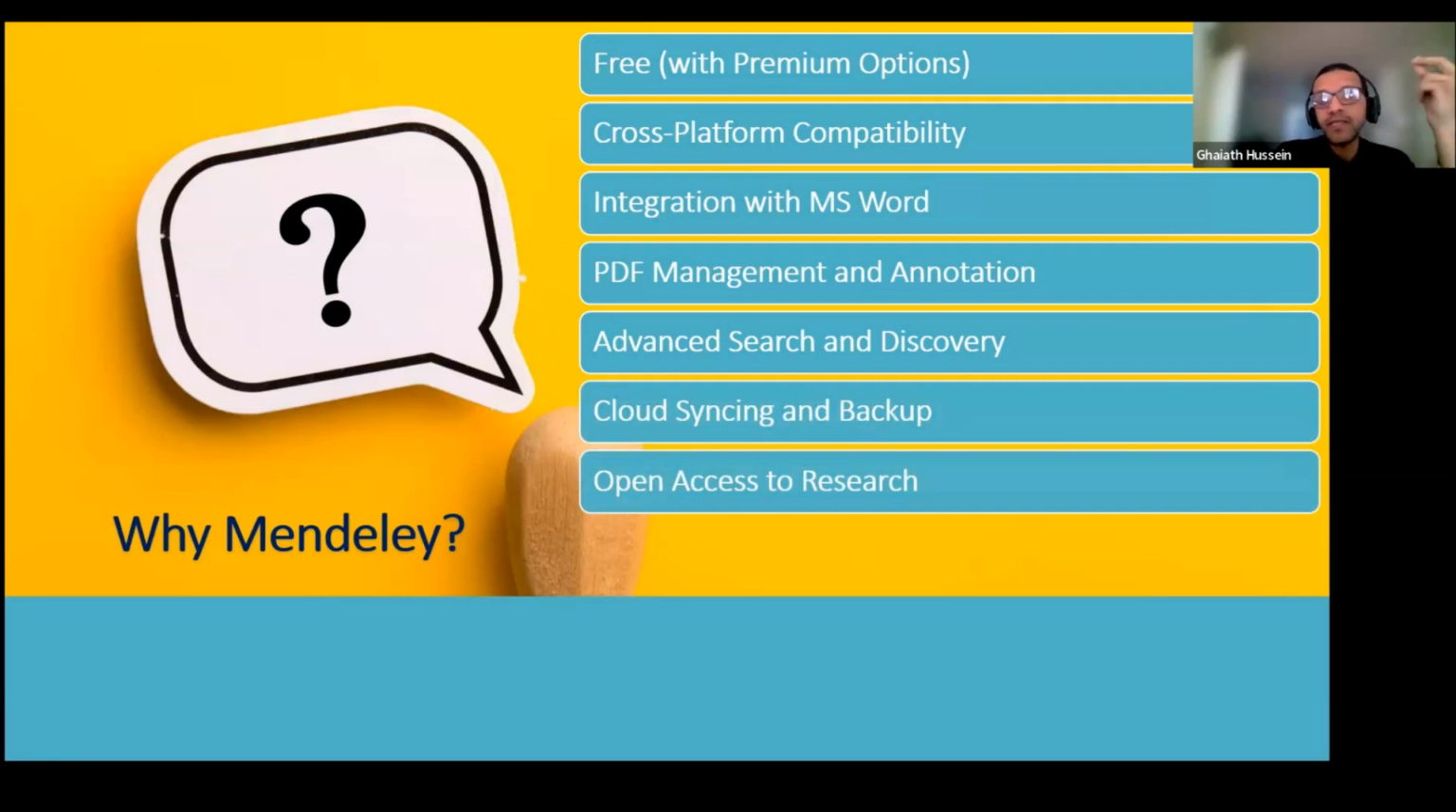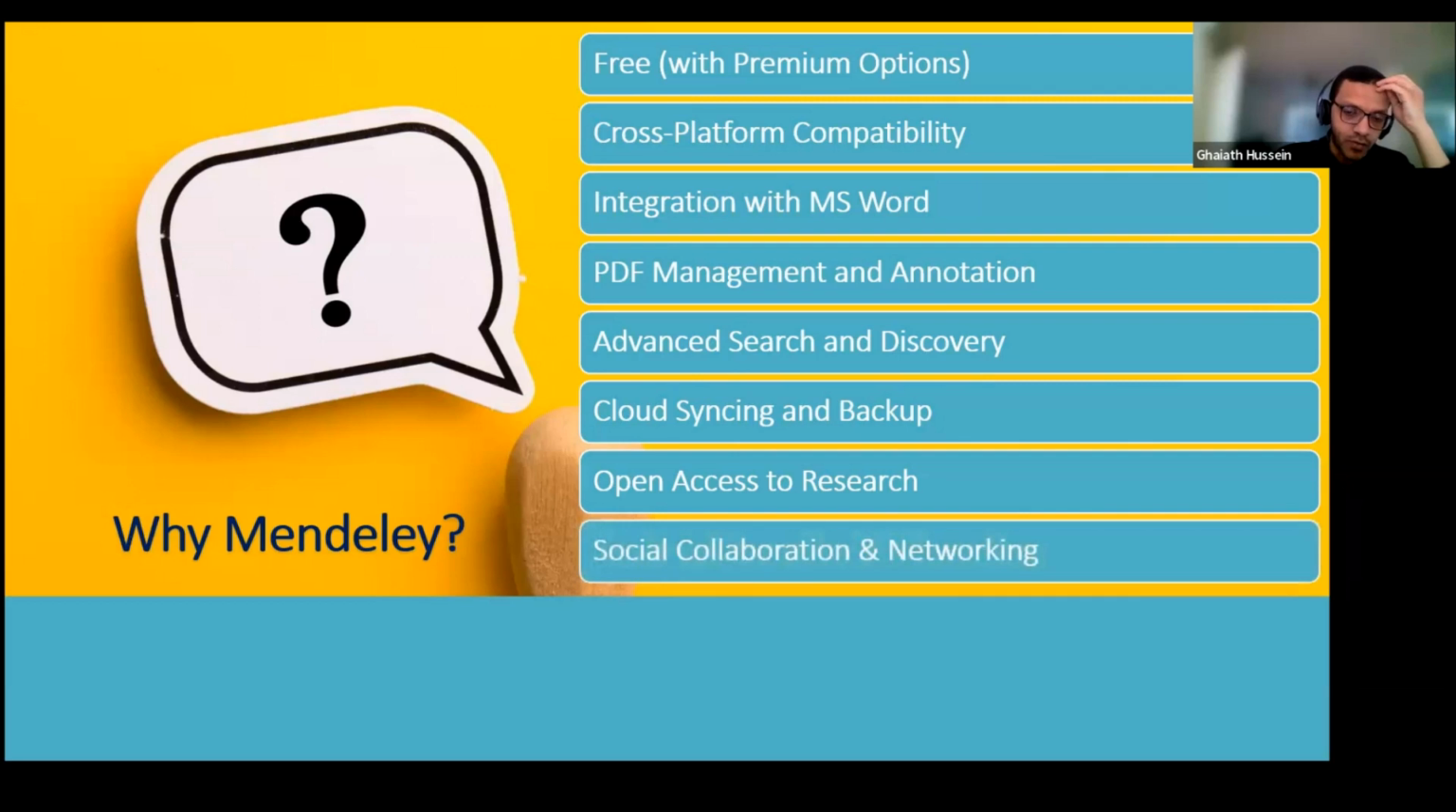Open access to research. I think this is one of the things that Mendeley is really good at, which is finding you a free version of the file, an open access version. Google Scholar is also a good way to find free sources, and we will go through that in a minute. But Mendeley does the job for you in the background, and can search for a PDF for the file. And then social collaboration and networking, as we mentioned.